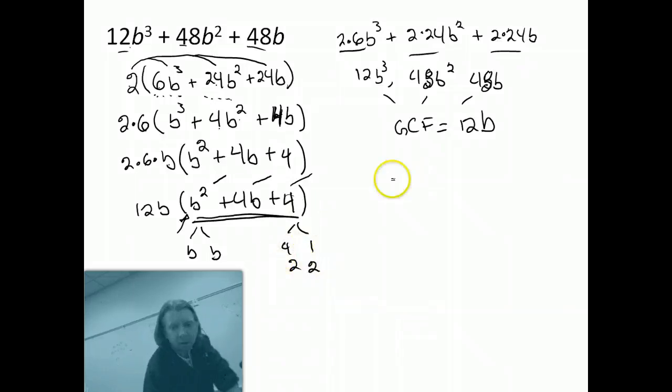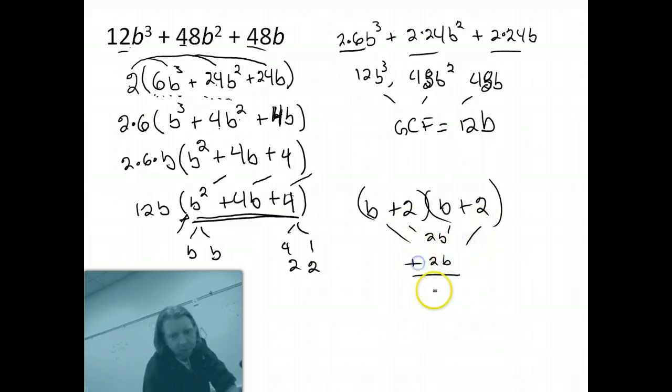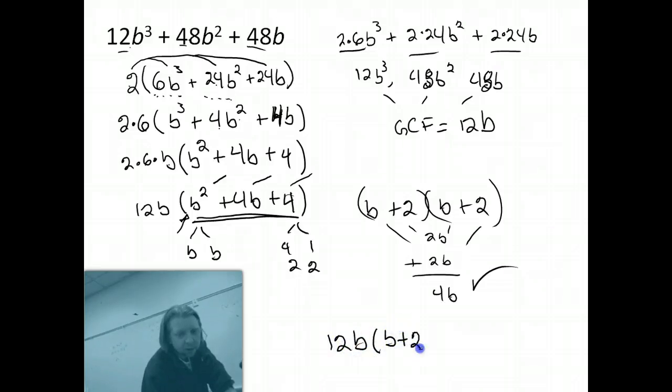What are those lines? Those are my lists of possible factors. So if I test out b plus 2 and b plus 2, well, let's see, that's 2b, and that's 2b. They add up to 4b. That's what I wanted. So my final completely factored answer is 12b times b plus 2 times b plus 2, or 12b times b plus 2 squared.